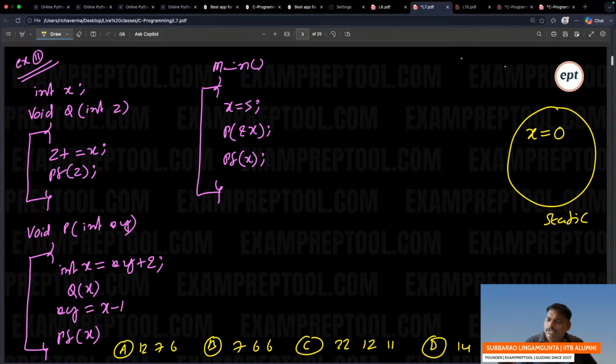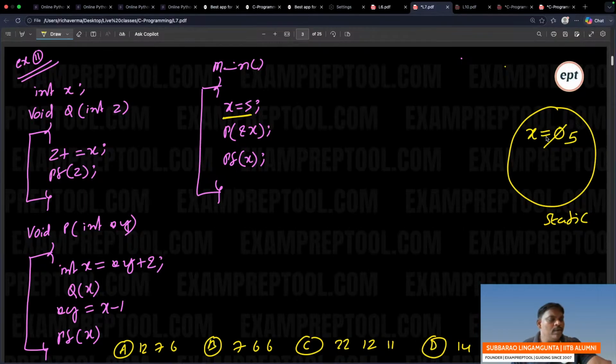Now let's go to the execution from main. Be careful, I'm starting from main. When you start from main, x is equal to 5. Printf ampersand x, printf x. Right now x is equal to 5 because x is not defined here. Scope problem. If no local, global only. So x value 5, global will change.